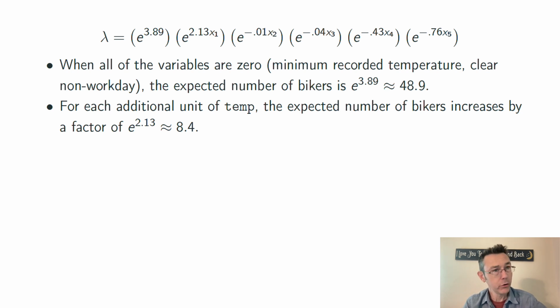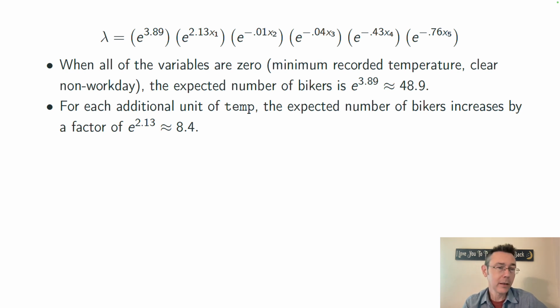For every additional unit of temp, the expected number of bikes increases by a factor of e to the 2.31. So I'm taking x1 to be 1 here. And that's a factor of 8.4. Now, in this case, that's a very large factor because the temps only go from 0 to 1. Remember, they're on that normalized scale. So that goes from the very minimum temperature observed to the very maximum temperature observed.